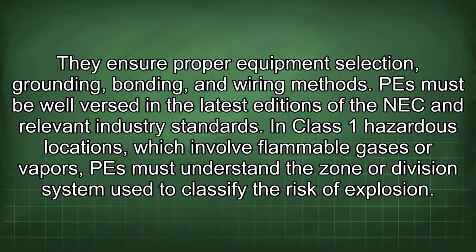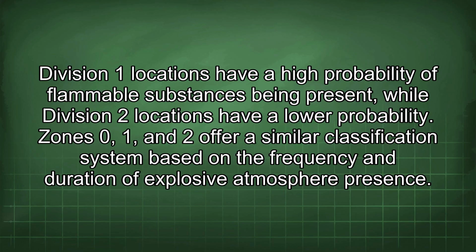In Class 1 hazardous locations, which involve flammable gases or vapors, PE must understand the zone or division system used to classify the risk of explosion. Division 1 locations have a high probability of flammable substances being present, while Division 2 locations have a lower probability. Zones 0, 1, and 2 offer a similar classification system based on the frequency and duration of explosive atmosphere presence.